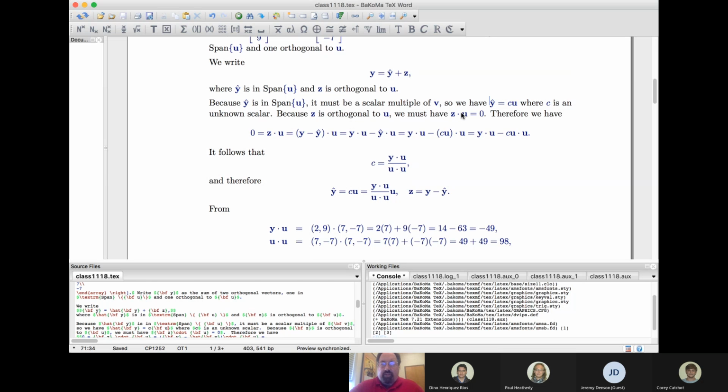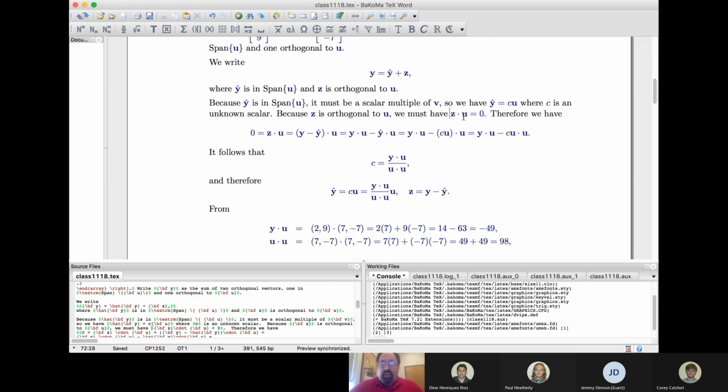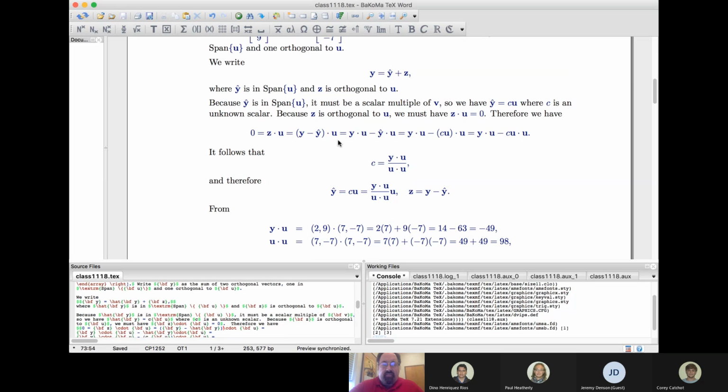Now, this is not something you have to repeat when doing this problem, but I want to show you where the correct formula comes from. So y hat is of this form, and then z inner product with u must be 0. But what is z? z is y minus y hat. So this inner product here must be 0.